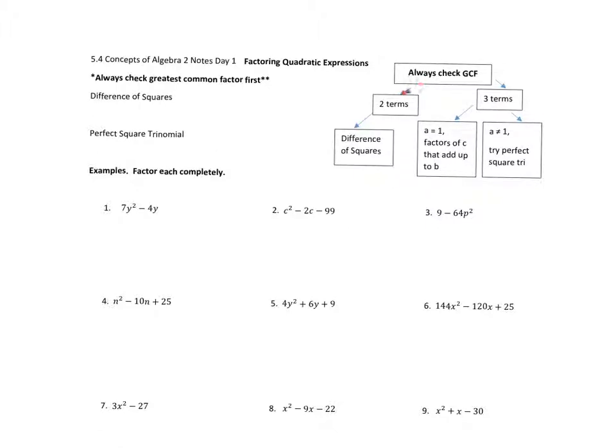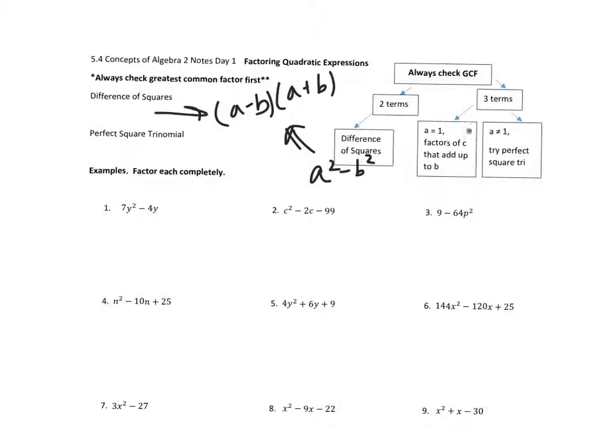Then I check to see if there's two terms. In that case, I do difference of squares. Difference of squares looks like a squared minus b squared, and that factors out into a minus b times a plus b, which I have right here.